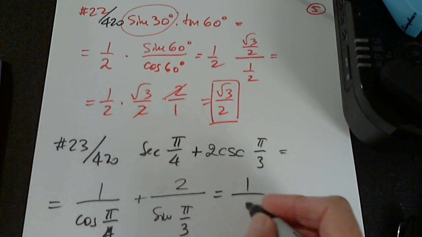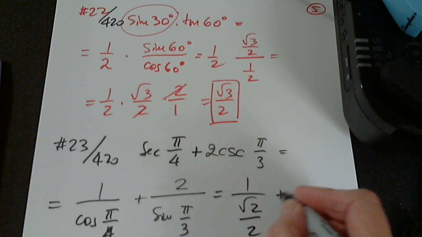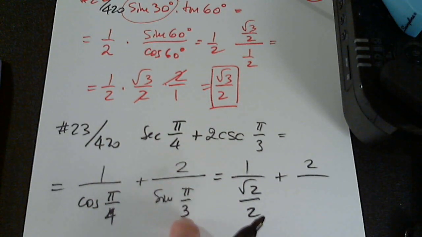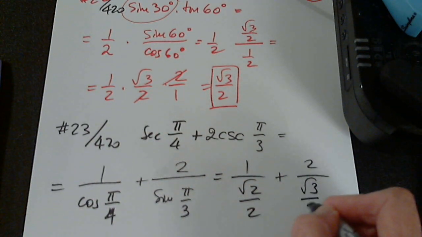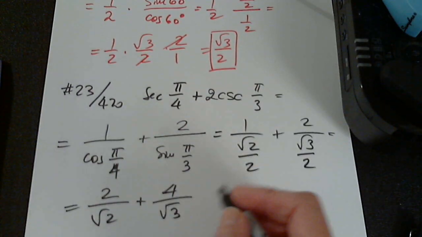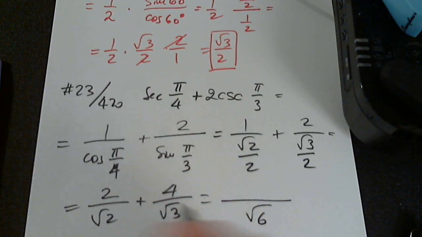I know this one is the nicest of all. I know this is sine of the big one. So sine of the big one is the ugly number. I'm done. I have to flip. 2 over the square root of 2 plus 4 over the square root of 3. Ugly, I will write the square root of 6.